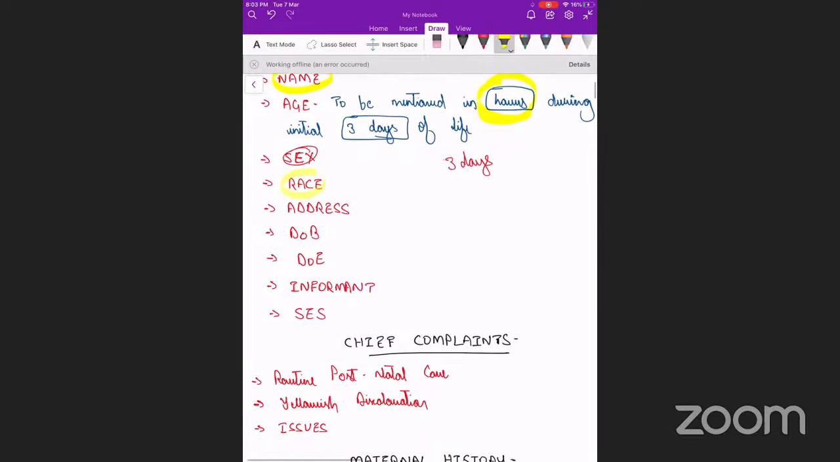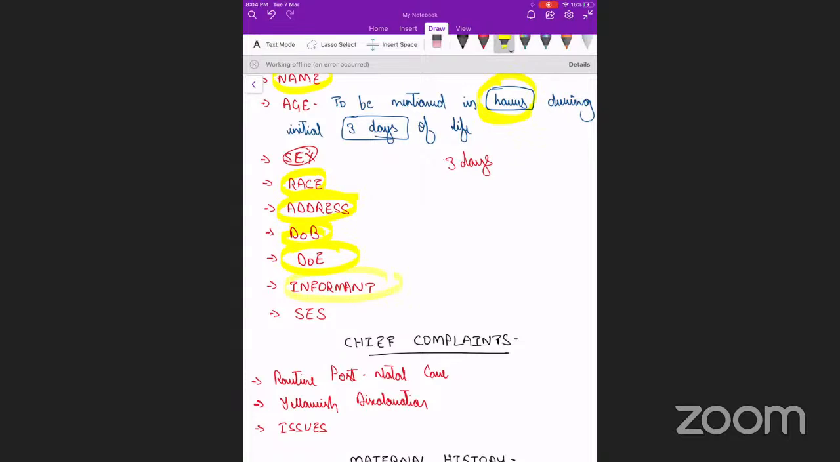Fine. And the race. Okay, because people of different races might be subjected to certain diseases. Fine, they will be at a higher risk of certain diseases. That's why race might be important. Okay, next is the address, then the date of birth of the child. And when we are examining, again, if it is in the initial 3 days, it is better to call it in terms of hours of life.